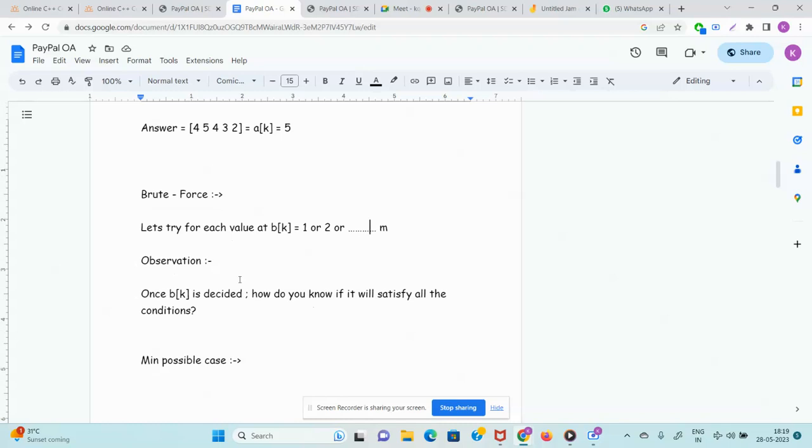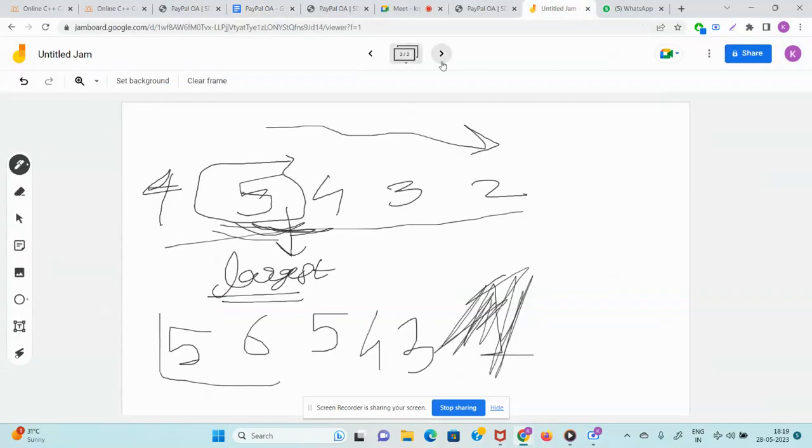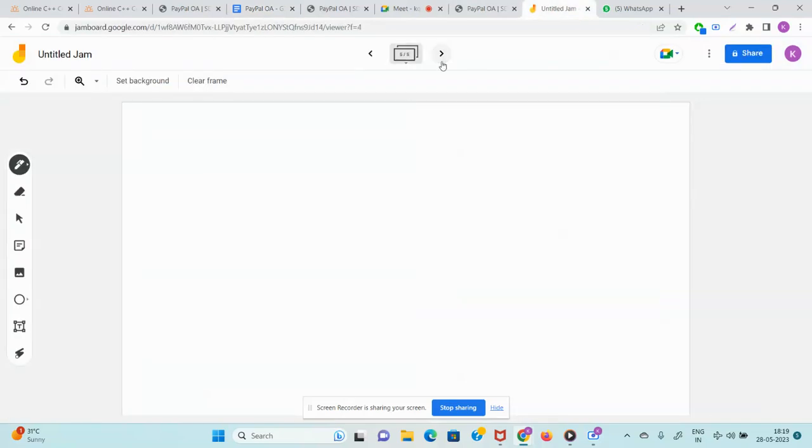But once a b of k is decided, how do you know if it will satisfy all the conditions? This is the biggest problem here, guys. It can happen that you come here, you have this n, you have this k. Where is my pointer? Yeah.